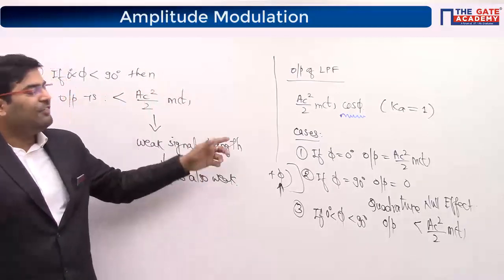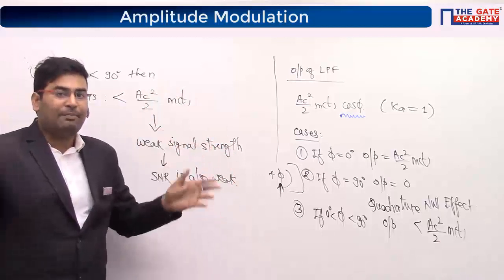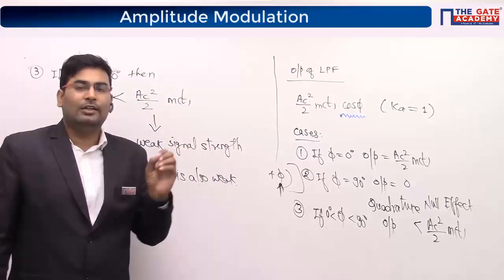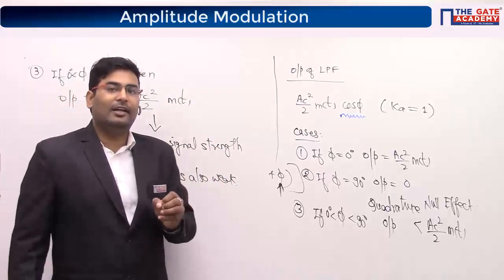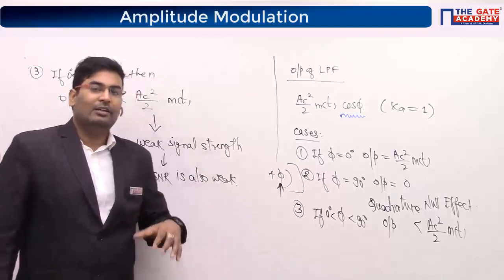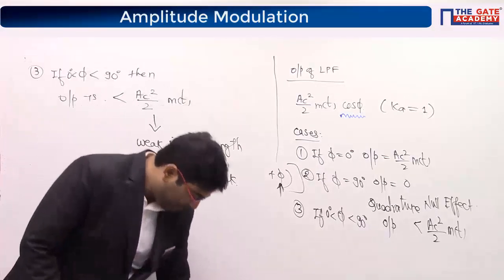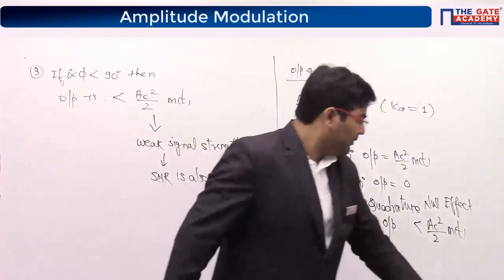So if there is a phase shift, it's a big problem with respect to the synchronous detector. And that is the reason it motivates us to go with the envelope detector. I hope we are clear on this. Any questions?